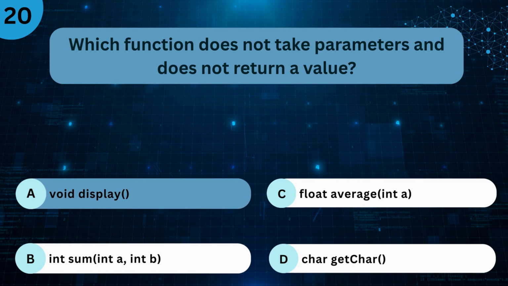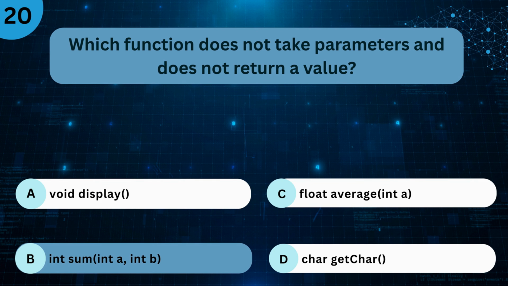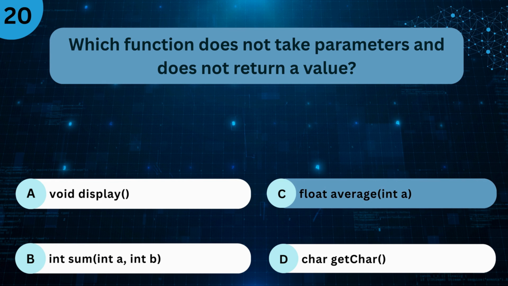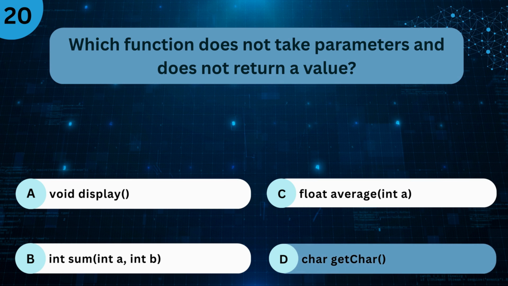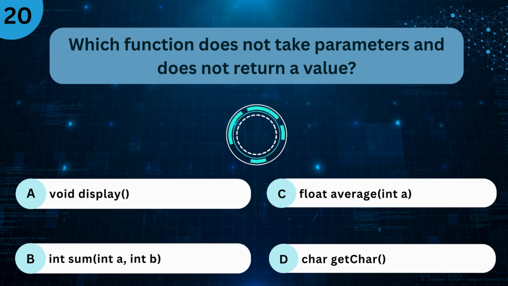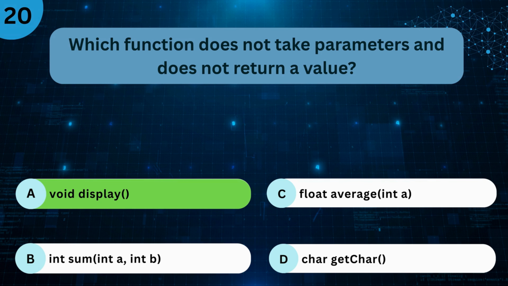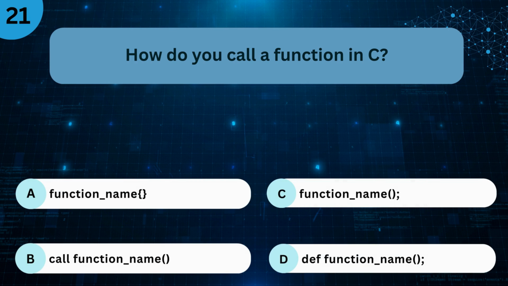A. void display(). B. int sum(int a, int b). C. float average(int a). D. char getchar(). The right answer is A. void display(). How do you call a function in C?